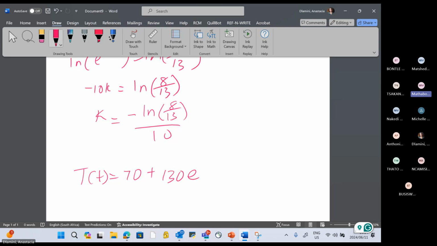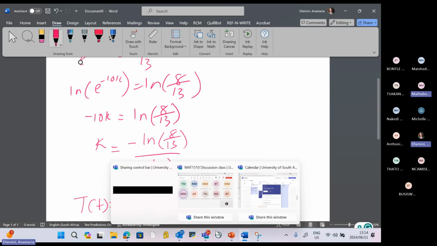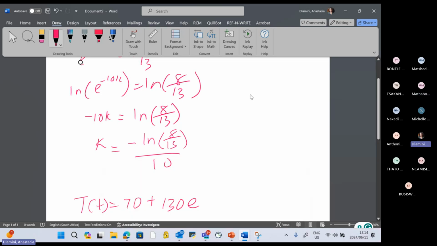Here we have found our K to be negative, but the definition says K is a positive constant. How? You mean the definition? Okay. What might happen is that the ln of 8 over 13 might be negative, which would make K positive.